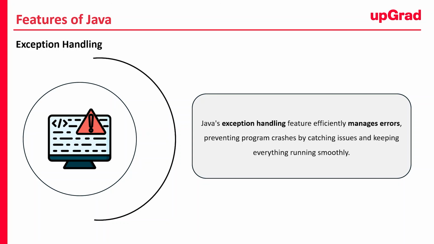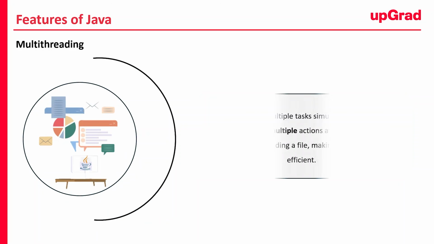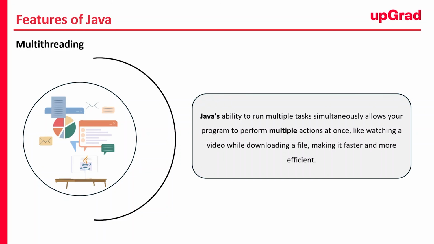One more amazing feature of Java is multi-threading. This feature basically means that Java can run multiple tasks at the same time. Imagine trying to watch a video while downloading a file in the background. Java makes that possible by allowing your program to do several things at once, which makes it faster and more efficient.